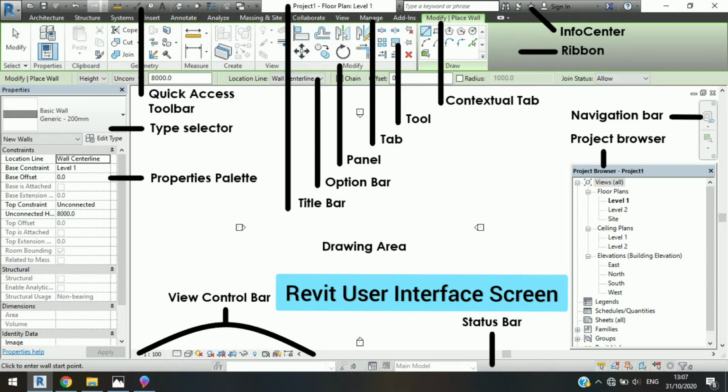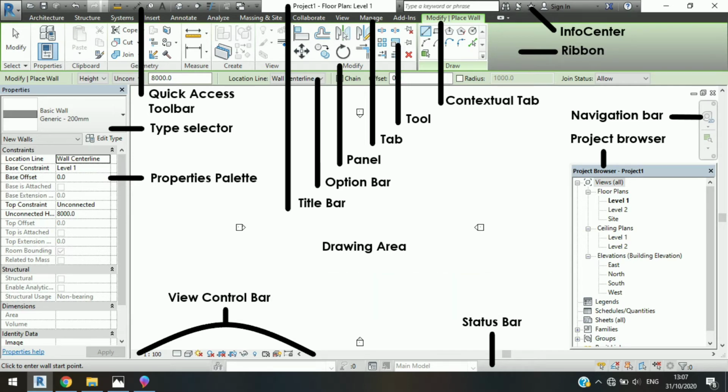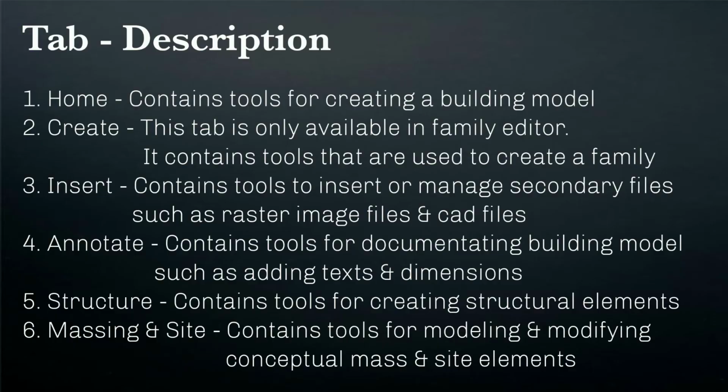On the left side we have the properties palette. In that there is a type selector. At the left side we have the project browser. Above that there is the navigation bar, and the center area is full of the drawing area. Below the drawing area at the left side we have the view control bar, and at the right side we have the status bar. These are the different tabs and their descriptions.